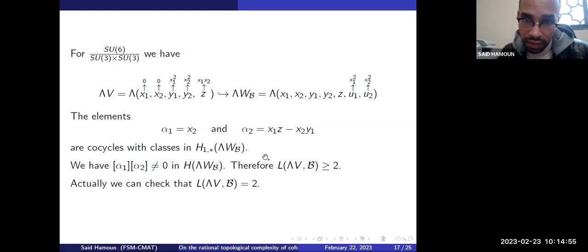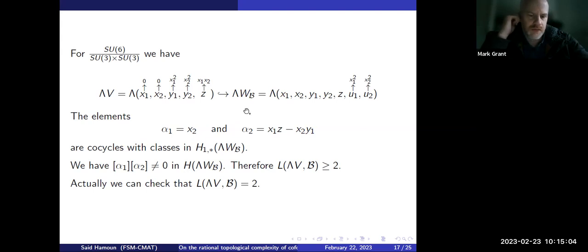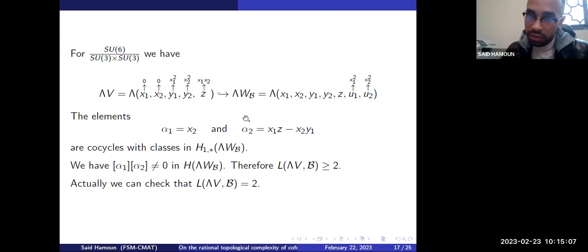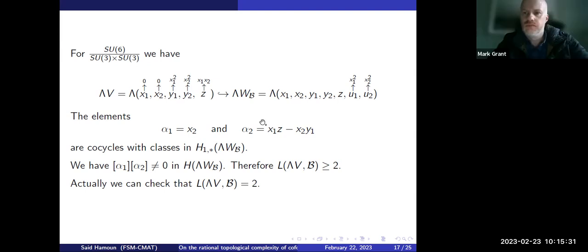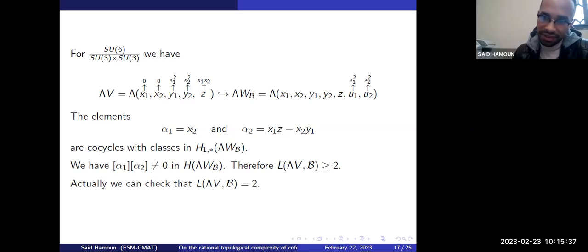By the zero divisor. The zero divisor for this space is 3. Okay, right. It gives a lower bound, but it doesn't give the exact value of the rational topological complexity. That's why we have introduced this L, to give the exact value for this TC. Yeah, thank you. And thank you for your question.